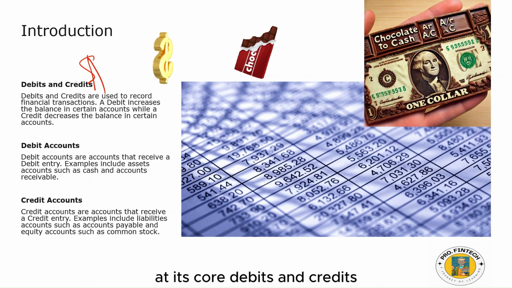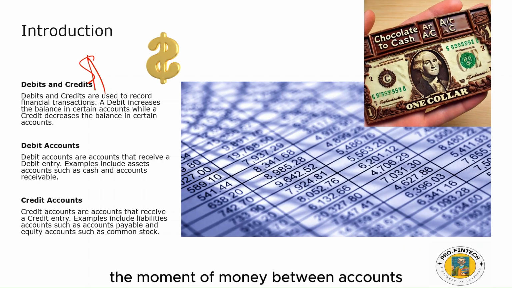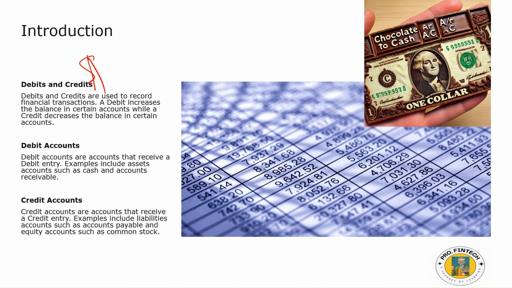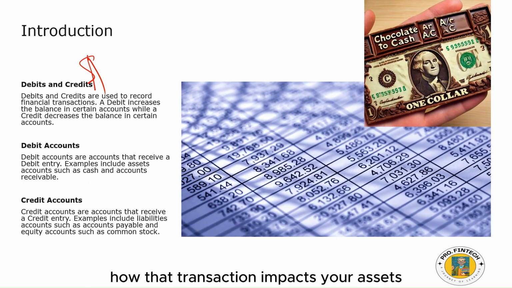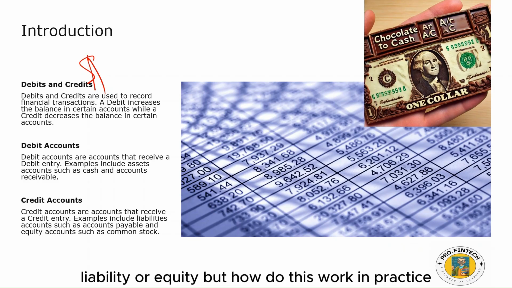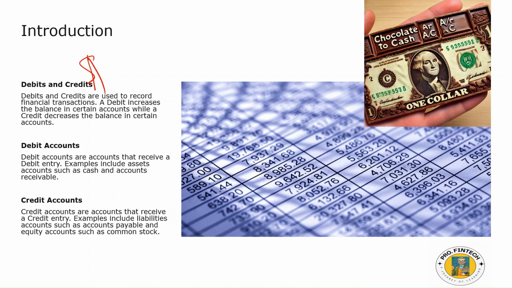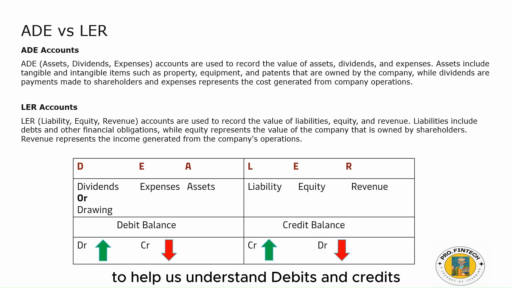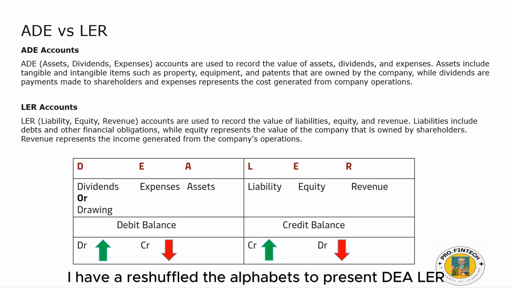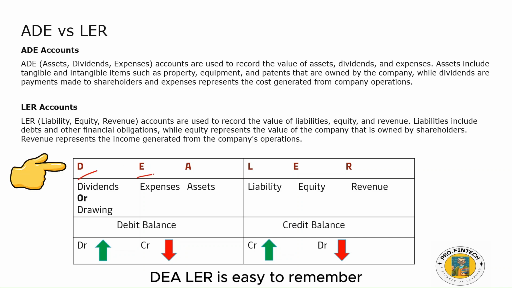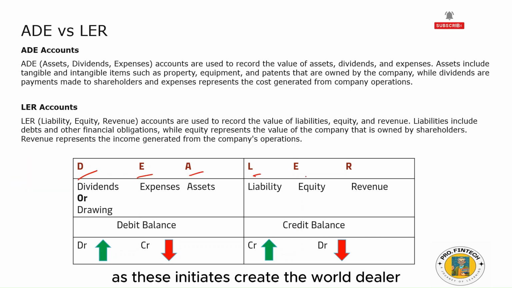At its core, debits and credits are used to describe the movement of money between accounts. When you make a financial transaction, you need to record how that transaction impacts your assets, liabilities, or equity. But how do these work in practice? To help us understand debits and credits, let's look at two key accounting metrics, ADE and LER. To remember this, I have reshuffled the alphabets to present DEA, LER. DEA, LER is easy to remember as these initials create the word dealer.